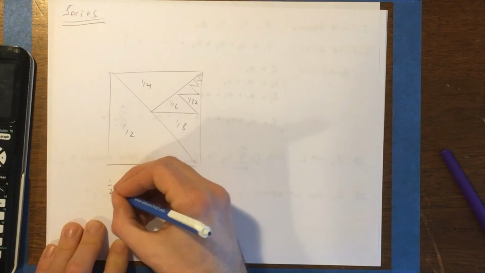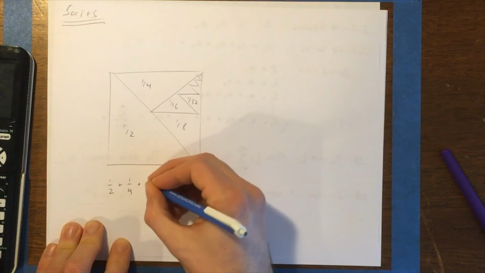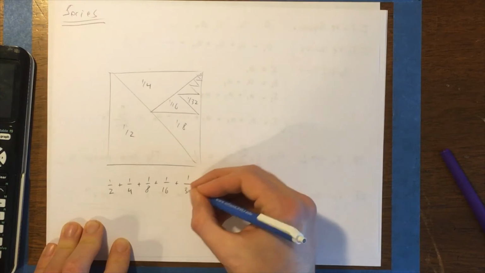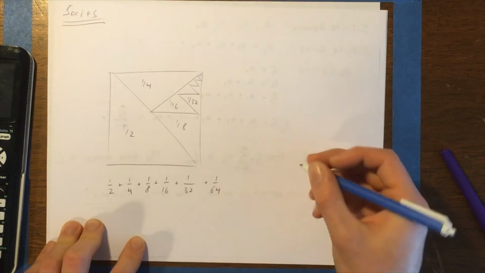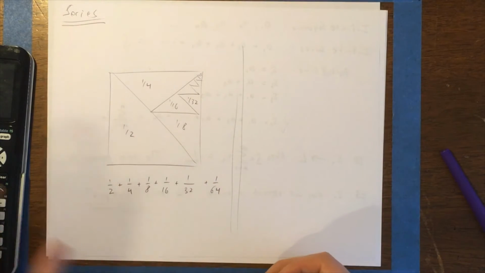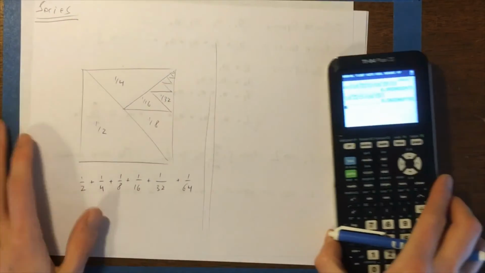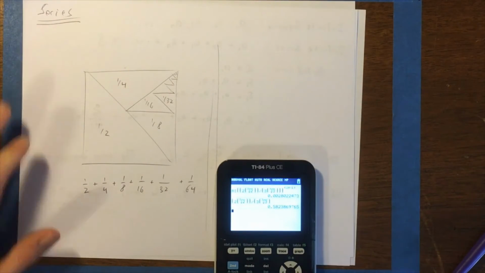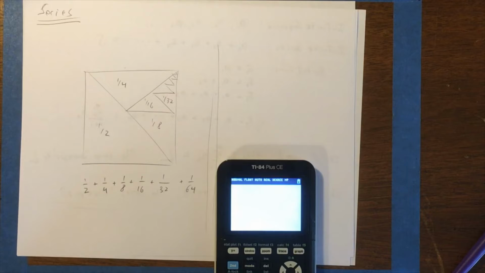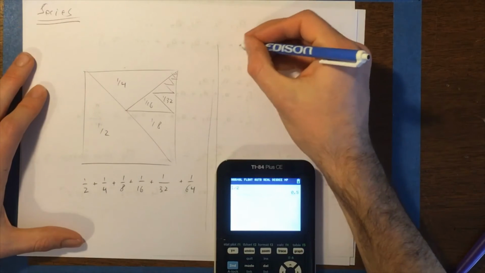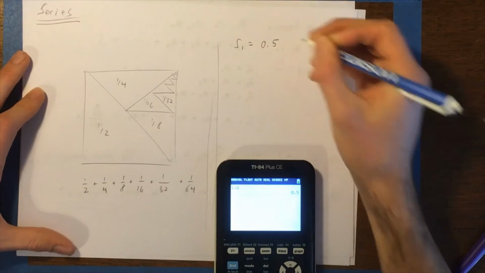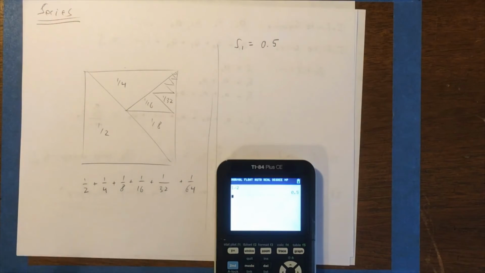So let's write it out here. We're going to have a half plus a fourth plus an eighth plus 1/16 plus 1/32 plus 1/64 and so on. What we're going to do here is write down the partial sums, and I'm going to pull up my calculator to help me find them. Okay, so let's get the calculator on the screen here. The first partial sum, S1, is going to be just 1/2. I'll write it in decimal form here to help us see what's happening.